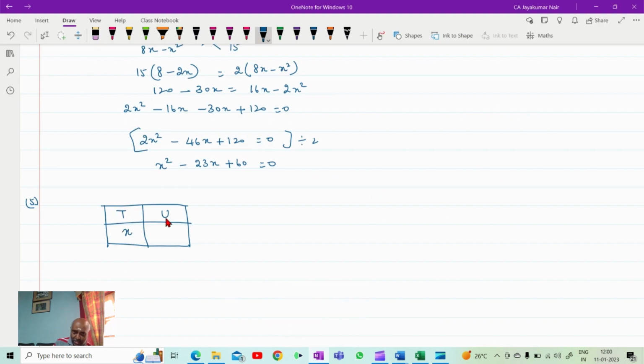Therefore, if I take the digit in the tens place to be x, the digit in the units place has to be 6 over x, because x into 6 over x only will give me 6. And if you want to know its value, because x is in the tens place, it will be 10x plus, this is in the units place, 6 over x into 1, which is 6 over x. So this is the value.